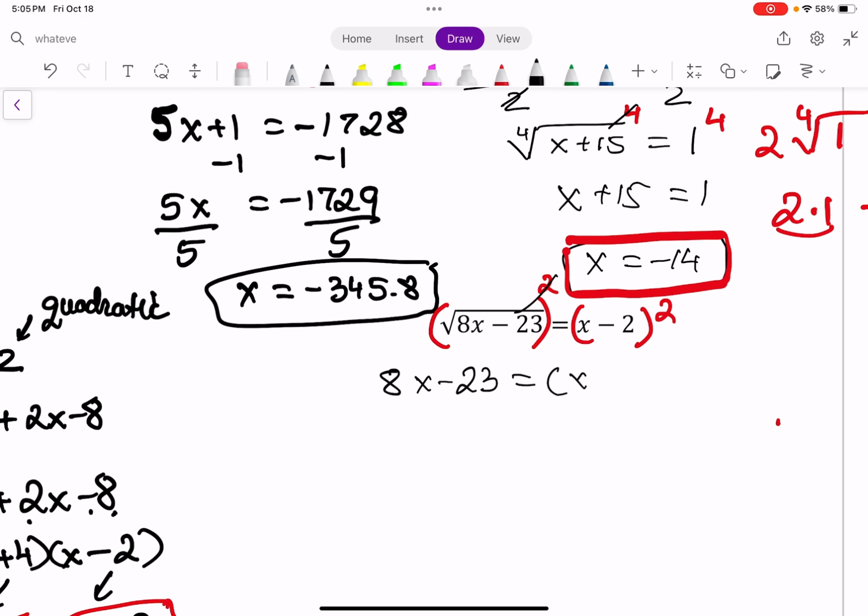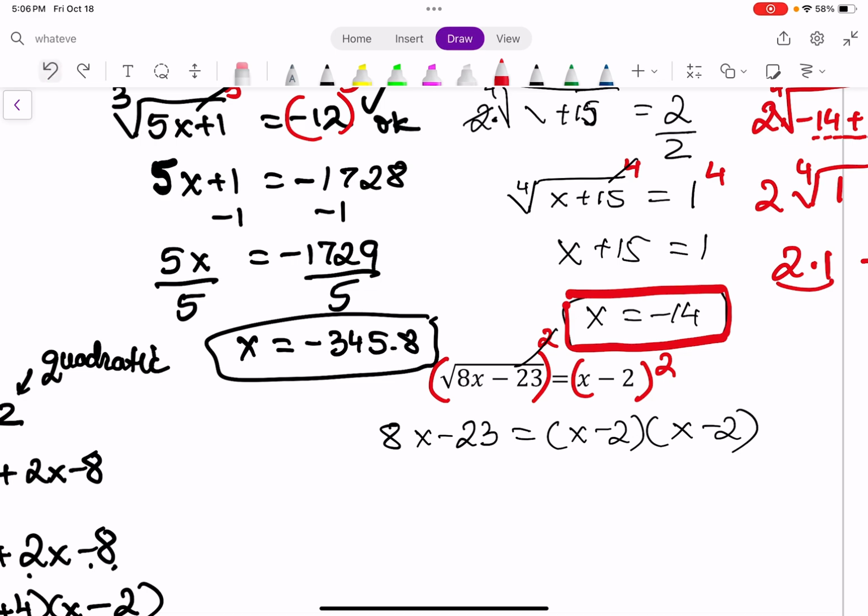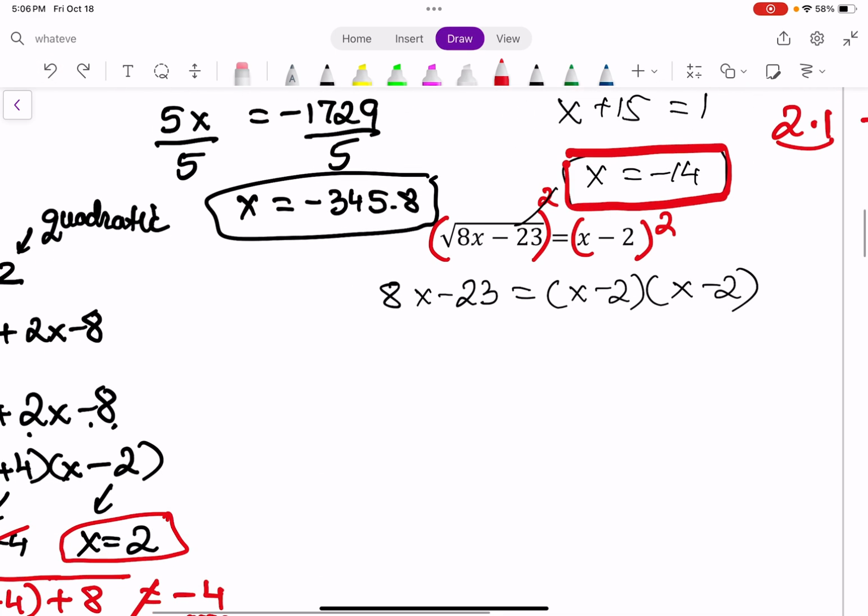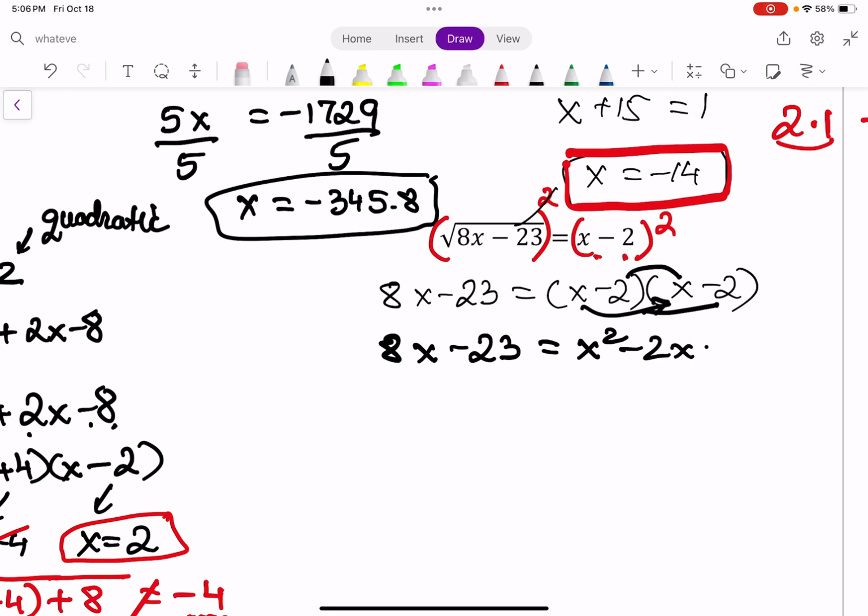Now on the right-hand side, I'm going to write this out, to square x minus 2, because most students will get this wrong over and over again. To square a binomial, or again, two terms, you multiply it by itself. So let's see what we're going to get. x times x is x squared. x times negative 2 is negative 2x. Negative 2 times x is negative 2x. And negative 2 times negative 2 is positive 4.